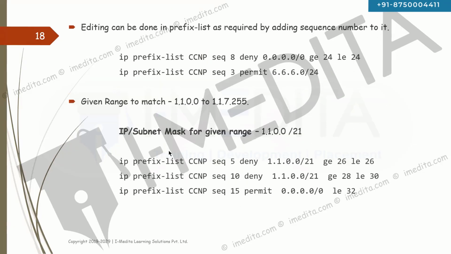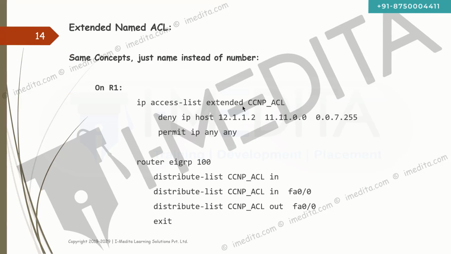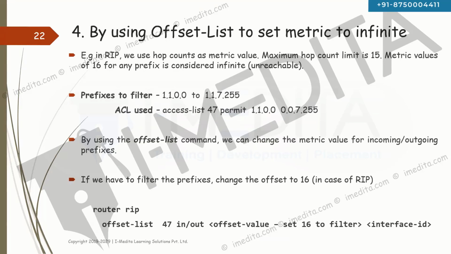Okay. All of these tools that we have discussed so far, they are good. Like we can use the ACL, named, numbered, standard, extended, prefix list, gateway filter list, area filter list. We can use the offset list. We can use these things to perform route filtering and to influence the best path. We can use all these tools and techniques for the same.